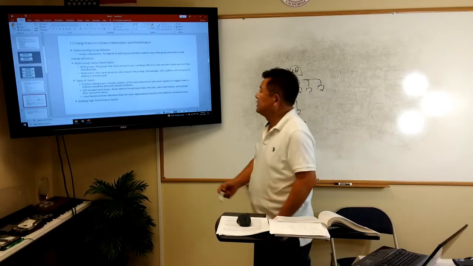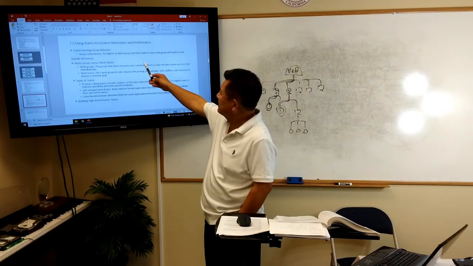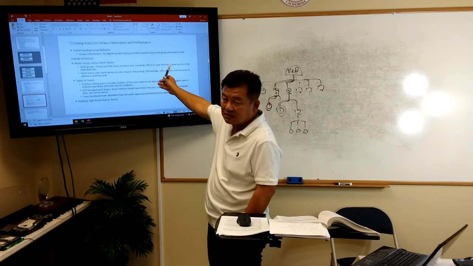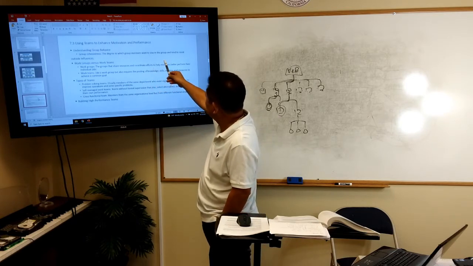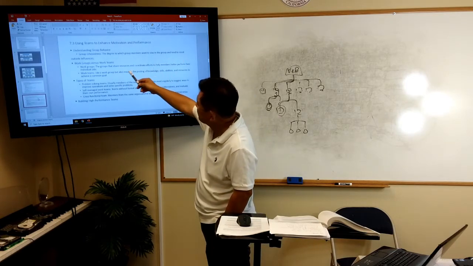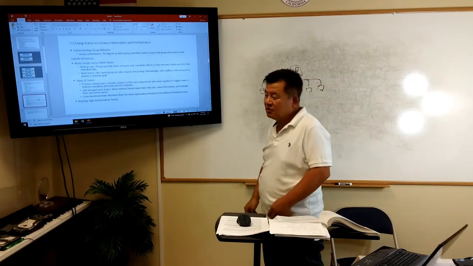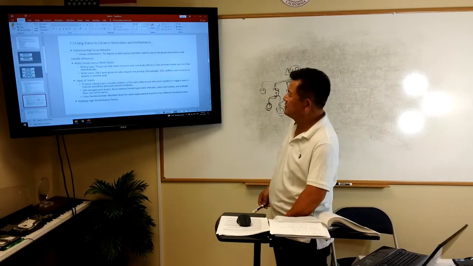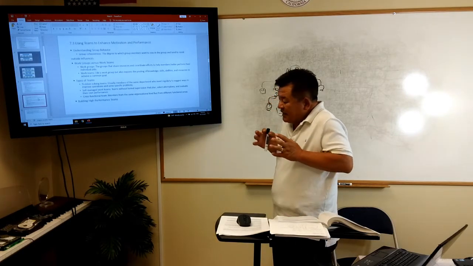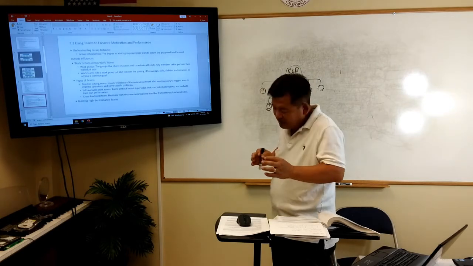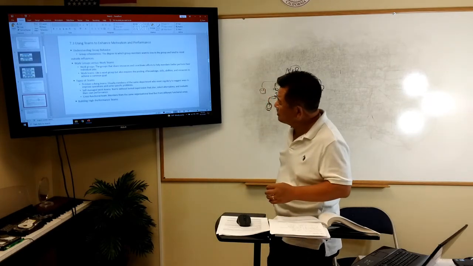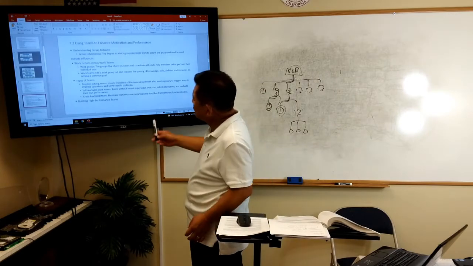Okay. 7.3 is using teams to enhance motivation and performance. Team-based structure. So understanding group behavior. What's the meaning of group cohesiveness? It is the degree to which group members want to stay in the group and tend to resist outside influence. So group cohesiveness means the density of group members who want to stay there. I want to keep going, I want to stay there. This is group cohesiveness.